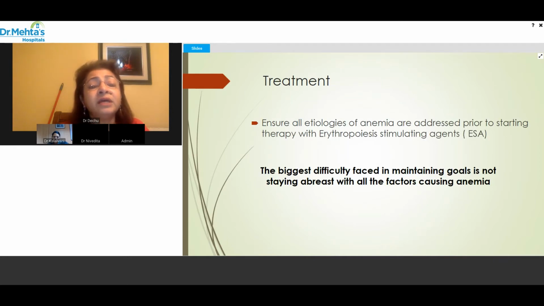Addressing treatment, ensure that all the etiologies of anemia are addressed prior to starting therapy with erythropoietin stimulating agents. I think the biggest difficulty faced in maintaining goals is not staying abreast with all the factors that cause anemia, and to jump ahead and start erythropoietin even before addressing iron, folate, and all of the other factors that I talked about. So just highlighting that's a very important thing for you to know.